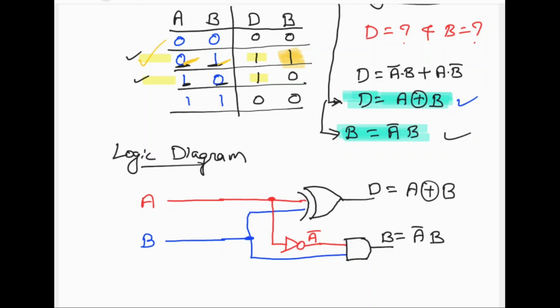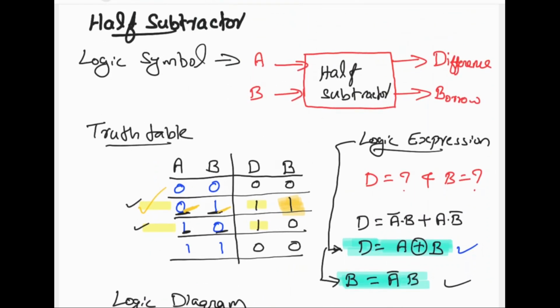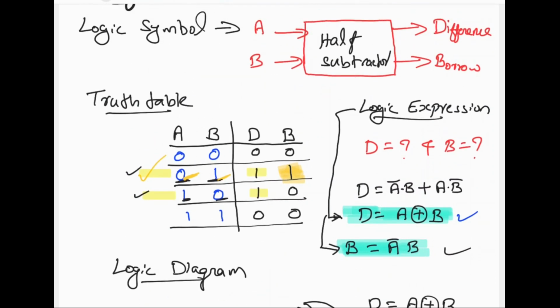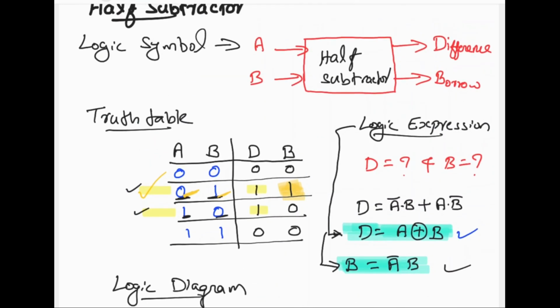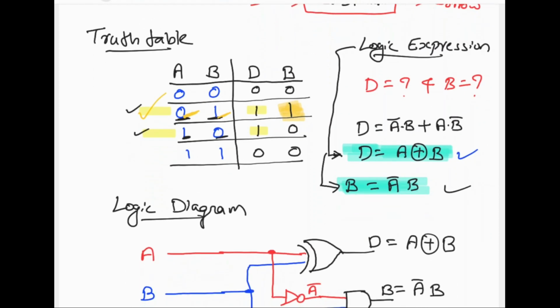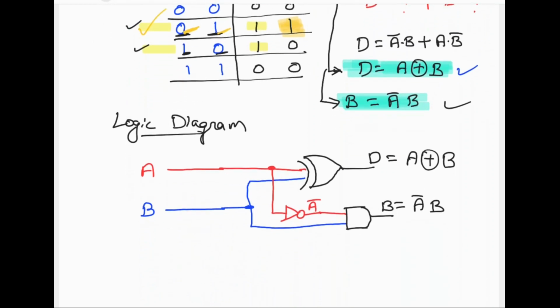So in a half subtractor, first we have the logic symbol, then we have to write the truth table, then derive the logic expression from the truth table, and using that logic expression finally draw the logic diagram.